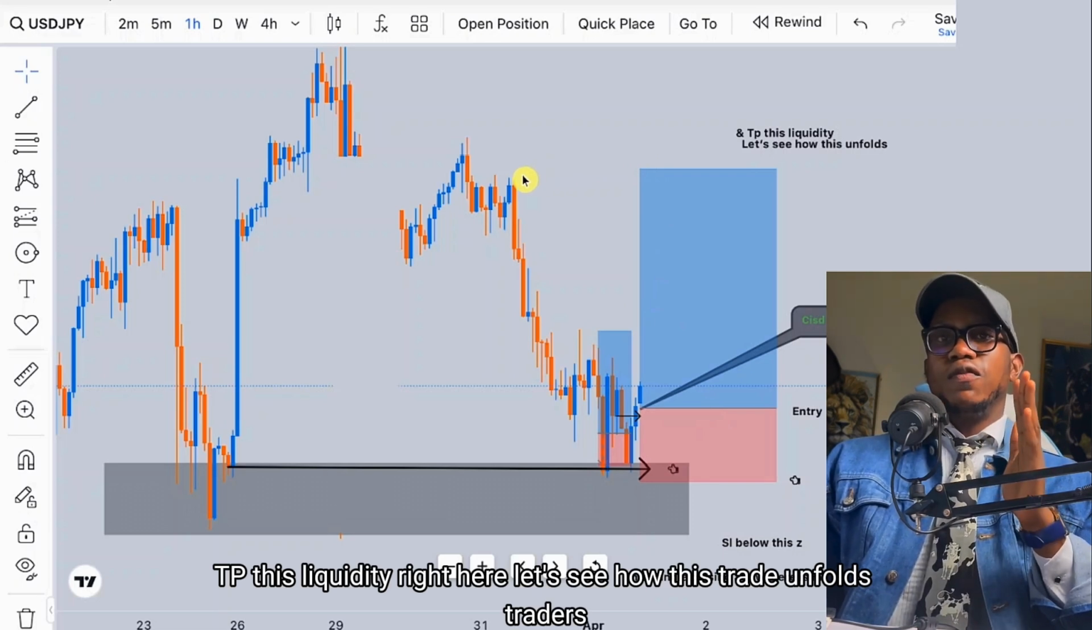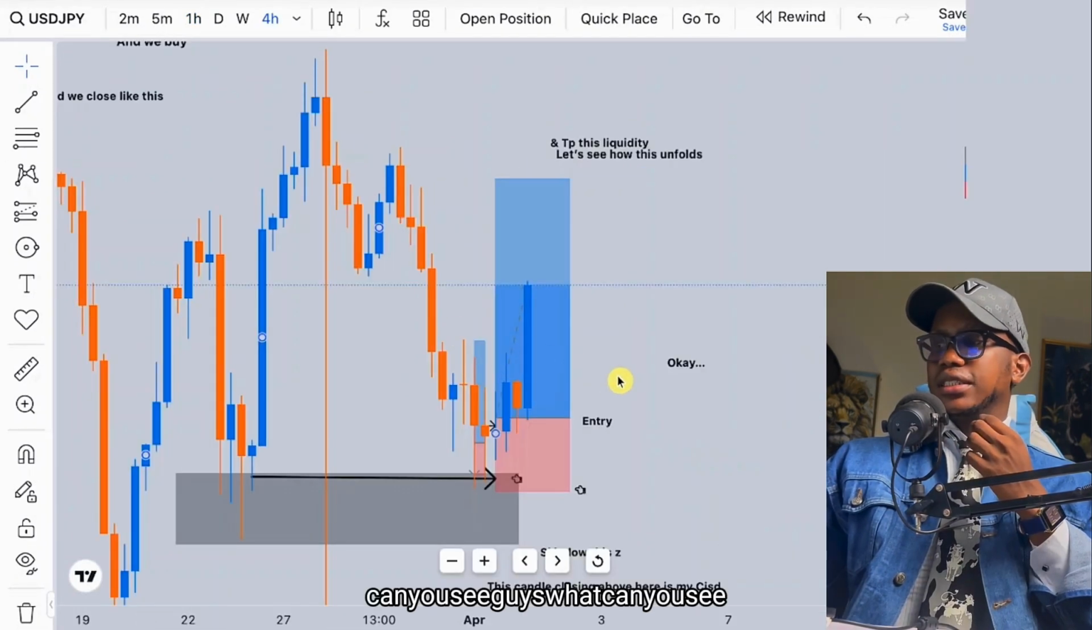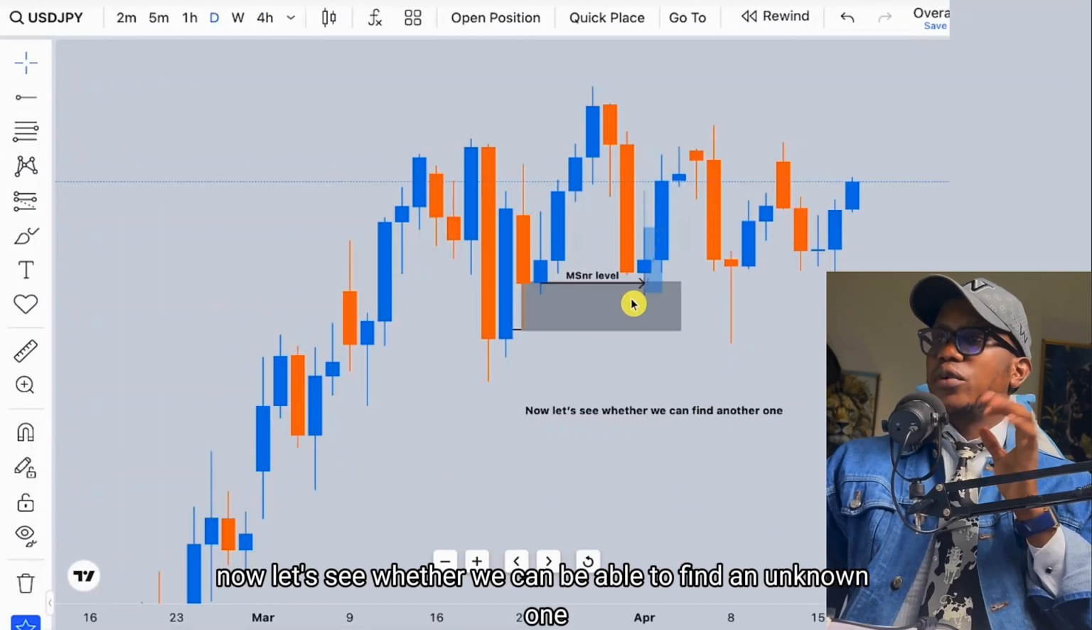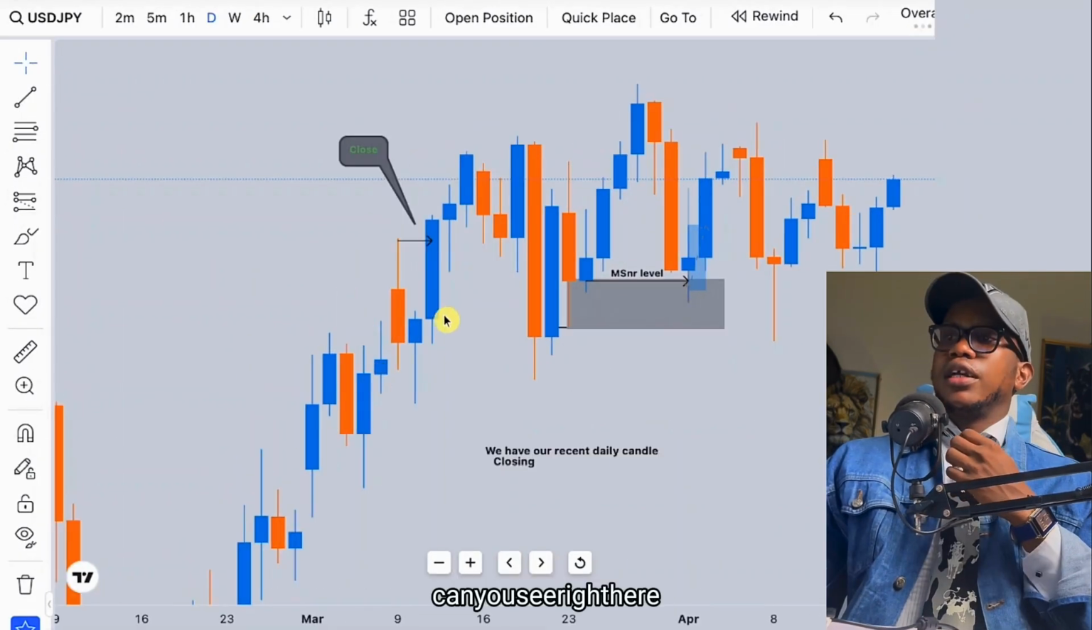Let's see how this trade unfolds, traders. Can you see, guys? What can you see? And can you see if we take profit right here? Now let's see whether we can be able to find another one. Can you see right here?